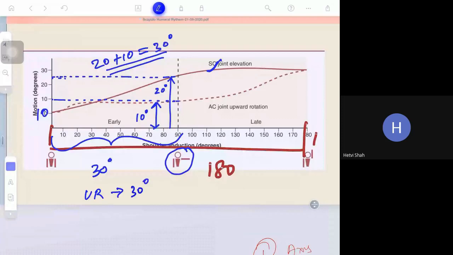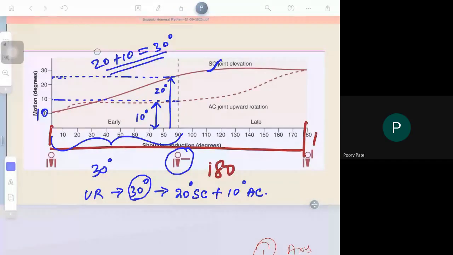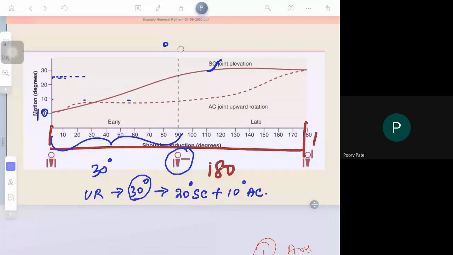Clear? And of this total upward rotation of 30 degrees, 20 degrees occurred in the sternoclavicular joint and 10 degrees occurred in the acromioclavicular joint. Are you clear what I am saying? Yes, sir. In the first 90 degree abduction, 30 degrees is the contribution of the scapulothoracic joint. That is, upward rotation is 30 degrees in the first 90 degrees.